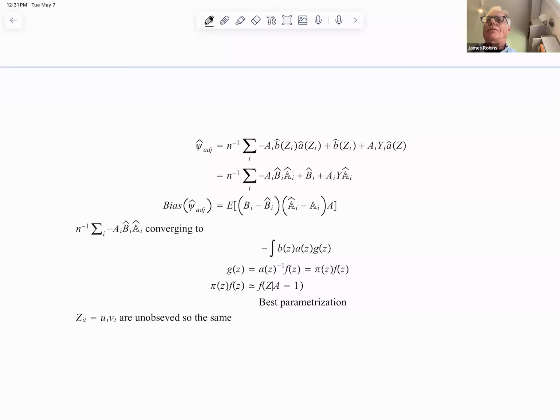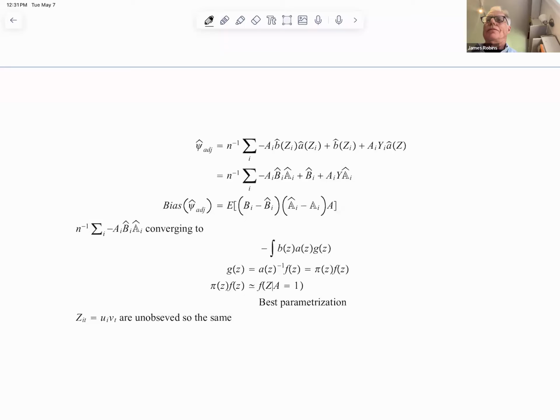And what is it converging to under correct specification? It's converging to the integral of the outcome regression V of Z times 1 over the propensity score times G of Z. What is G of Z? Well, there's a sample average that gives F of Z, and there's an A that gives pi of Z. So G of Z is pi of Z times F of Z, where pi of Z, F of Z is F of Z given A equal 1.